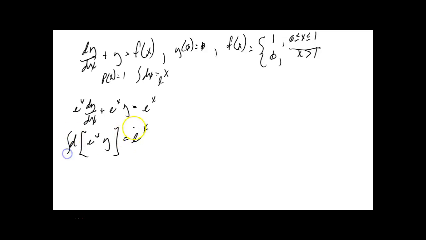Now let's integrate both sides. And what do we have? e to the x y is equal to e to the x plus c, right? A fairly simple integration. Let's divide everything on both sides by e to the x, and that will give us y is equal to 1 plus c e to the minus x.